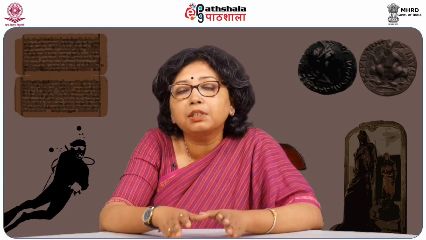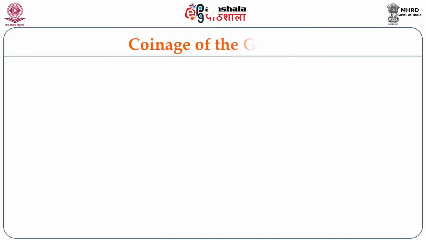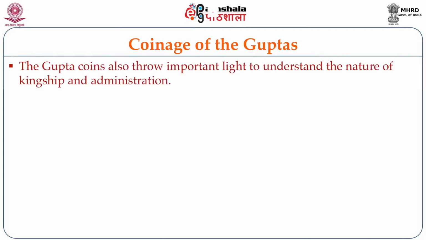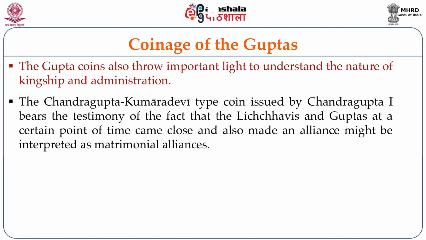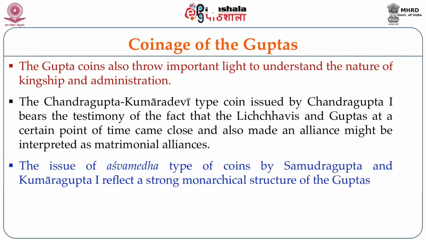During the time of the Guptas, these non-monarchical powers were completely defeated by Samudragupta, and after that we do not hear of them. Coming to the coinage of the Guptas, we find that they throw important light to understand the nature of kingship and administration. The Chandragupta Kumaradevi type coin issued by Chandragupta I bears the testimony of the fact that the Lichchhavis and the Guptas at a certain point of time came close and also made an alliance, and it might be interpreted as a matrimonial alliance.